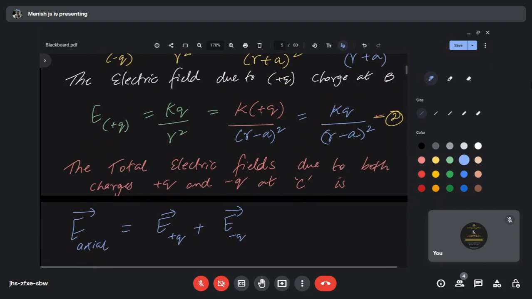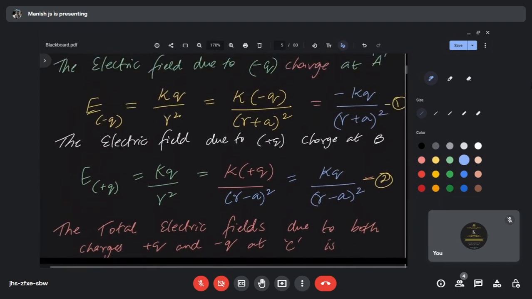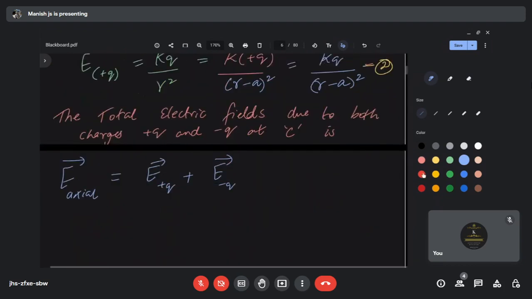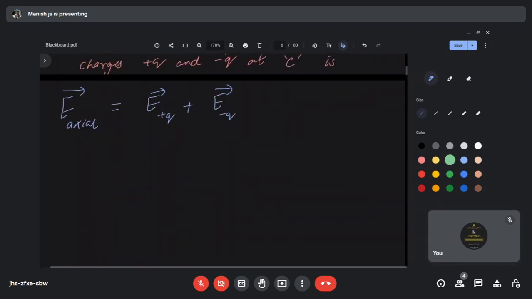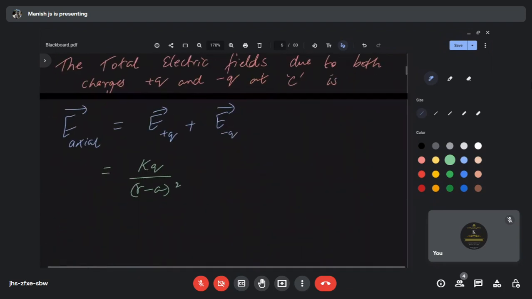So can you substitute the values? Electric field due to plus charge, what value did you get? KQ by R minus A the whole square. Yes, so we are going to substitute that. So we'll get KQ by R minus A the whole square. Next, due to the negative charge, minus KQ by R plus A the whole square. Yes, so minus KQ divided by R plus A the whole square.